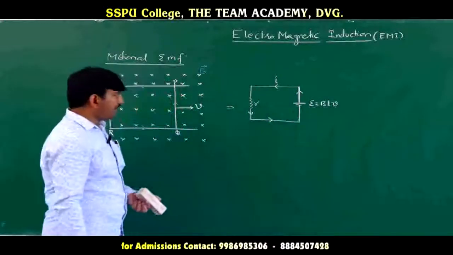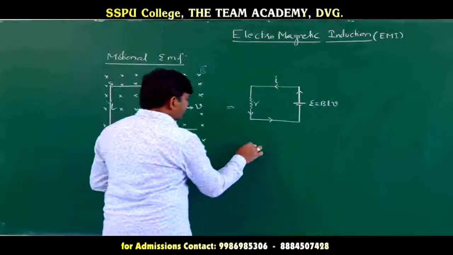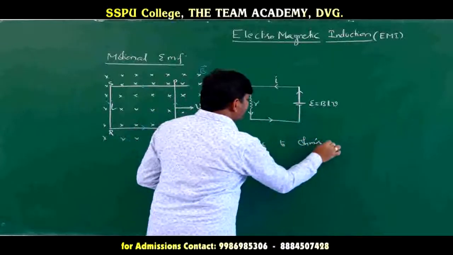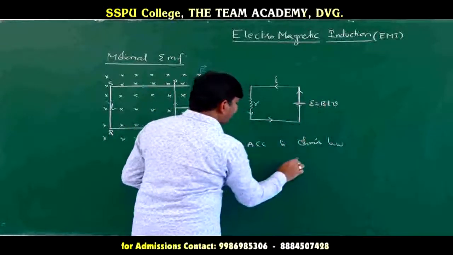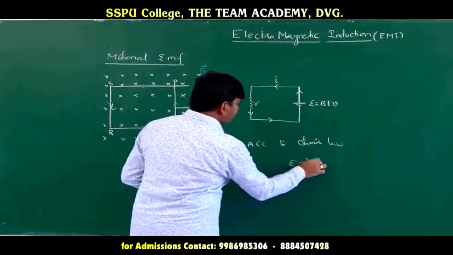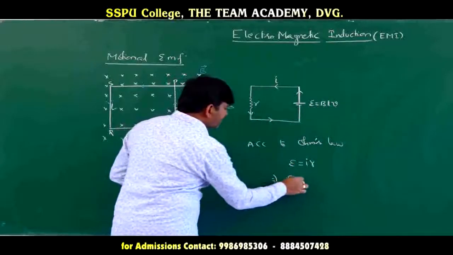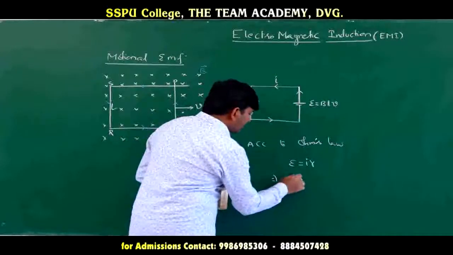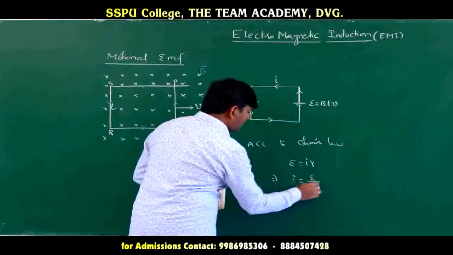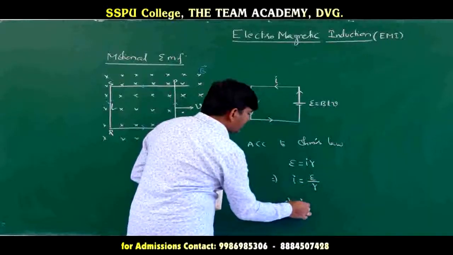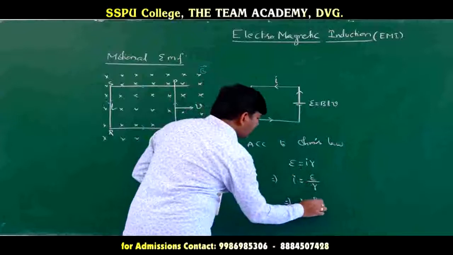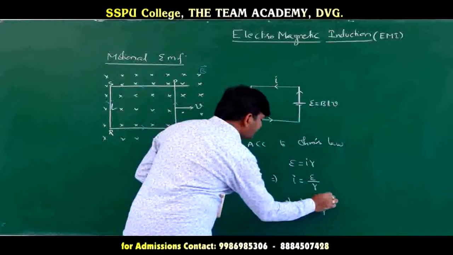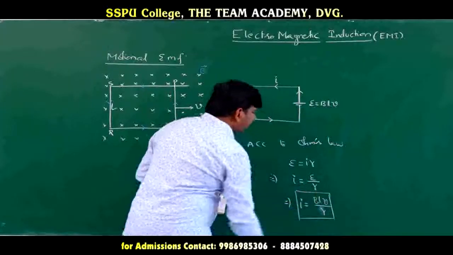According to Ohm's law, V is equal to IR. Here V is nothing but the EMF, therefore E is equal to I into R. This implies the current in the circuit is I equal to E by R. E stands for BLV, so current I is equal to BLV divided by R, where R is the resistance. This is the formula for induced current.